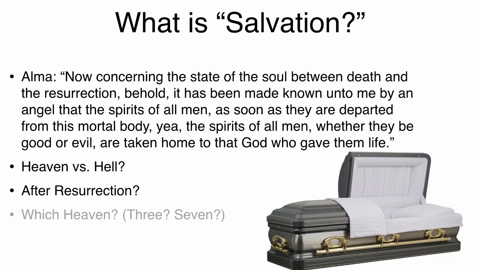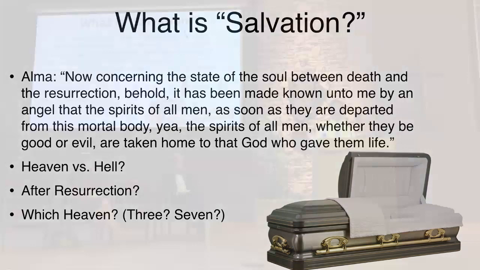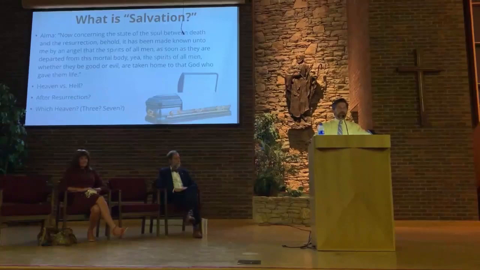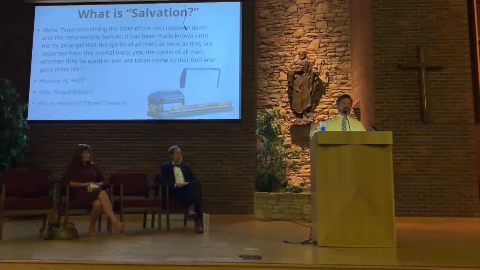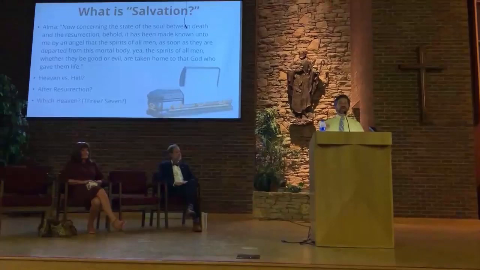And if you're going to heaven, what heaven are you talking about? Is there just kind of this general concept of happiness called heaven? Do we look at the three degrees of glory that Joseph Smith taught about, celestial, terrestrial, telestial glory? Do we talk about seven levels of heaven? Joseph said Paul spoke about going to the third level of heaven. He says, "I knew a man who went to the seventh level of heaven." So what do we mean when we say heaven? It's clear that there are a lot of nuances and a lot of questions when we talk about salvation.